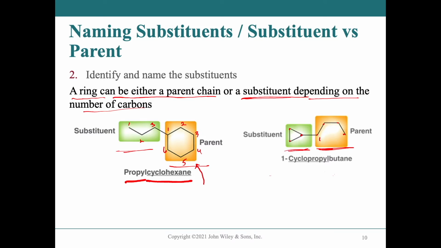And if we number it 1, 2, 3, and 4, because we always want to have the substituent with the lowest number, we get butane from the 4 carbons in that carbon chain. And then we get the 1 from the substituent being on the number 1 carbon. And that substituent is a cyclopropyl group, a 3 carbon cyclic molecule, so that's cyclopropane.